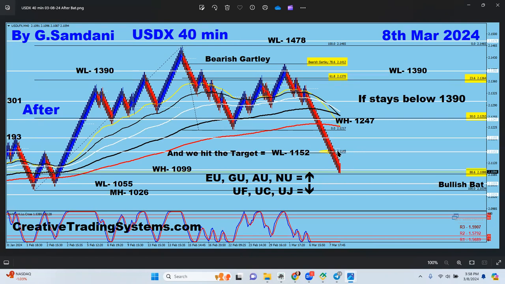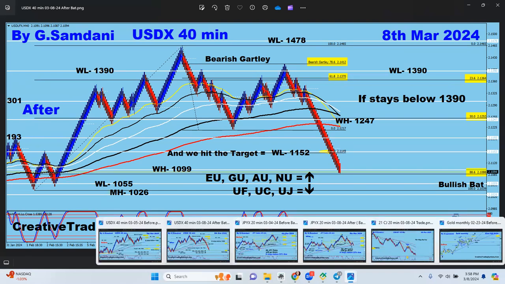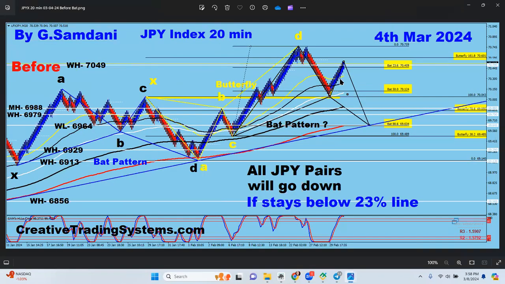So I just took a Euro USD, Pound USD to the upside, USD yen, a couple of trades to the downside. That's all. All the yen pairs were going down. Why? Because of this chart. See, this one I made on the 4th, March 4th, right? And I said all yen pairs will go down if it stays below the 23% line.